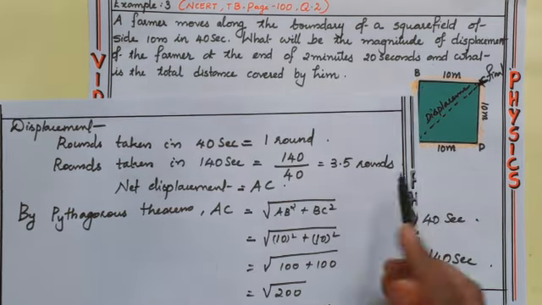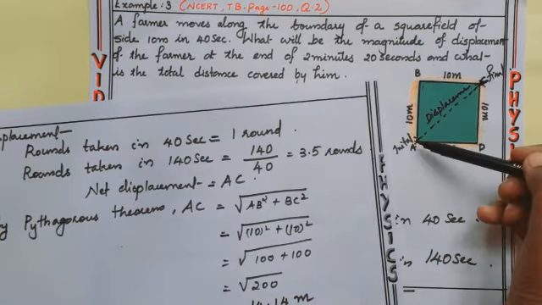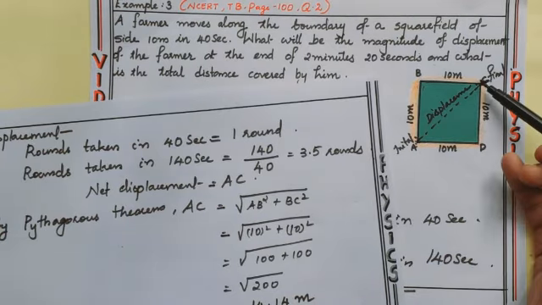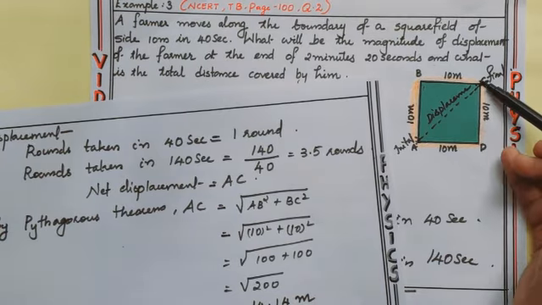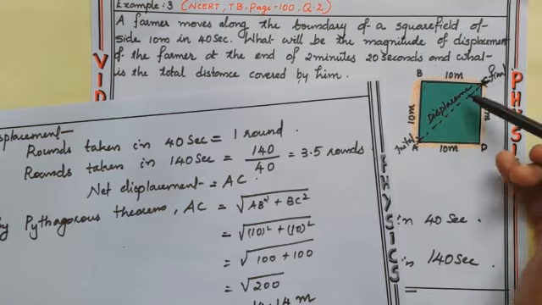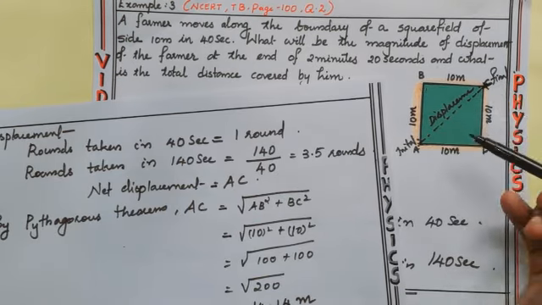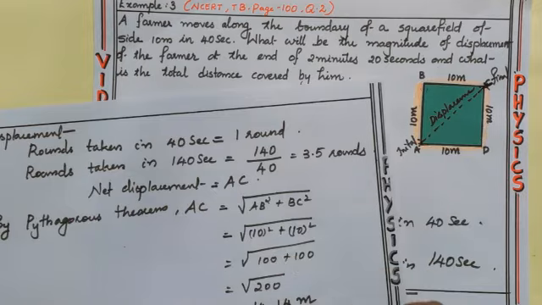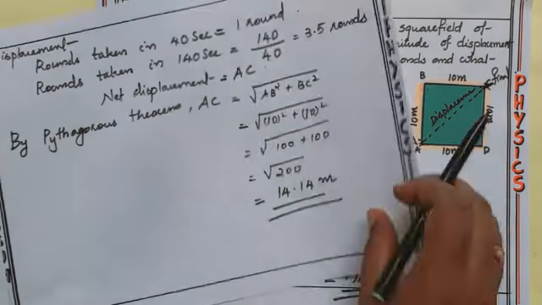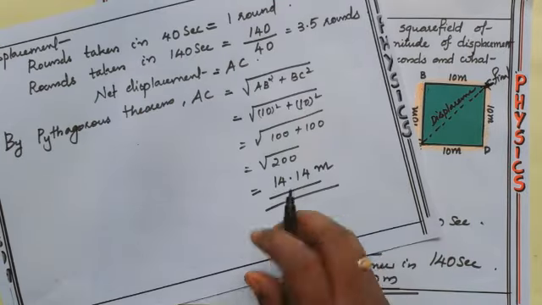So the net displacement is A to C. The initial position is A. Finally, he reached C after 140 seconds. So from that, applying Pythagoras theorem, we can find out the displacement in this manner. Substitute the values and we finally got 14.14 meter as the answer.